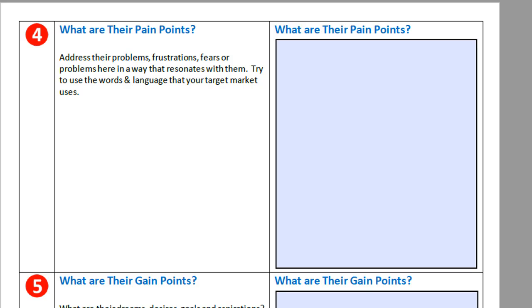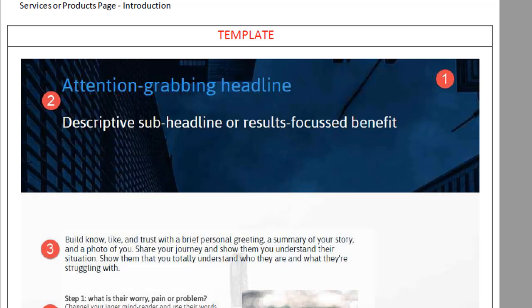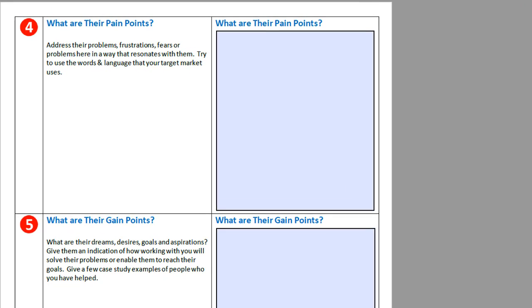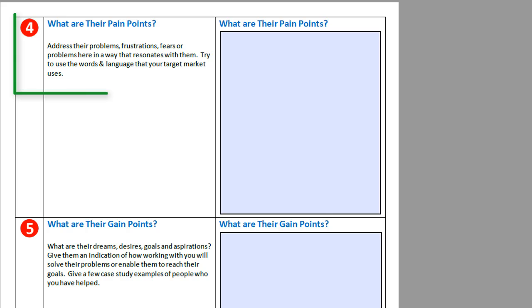Now, a really good way to go through this is the 3 steps. Let's actually just go back to the template so you can have a look at it. And that would really be their steps 4, 5, and 6. That's what I want you to concentrate on now. And again, what we're doing is we're just asking questions. So the first thing we're going to do is hit on their pain points. So again, we address their problems, their frustrations, their fears. And again, what we're trying to do is resonate with them. And the best way for us to do that is to use the words and the language that our target market uses. So that's the first thing.